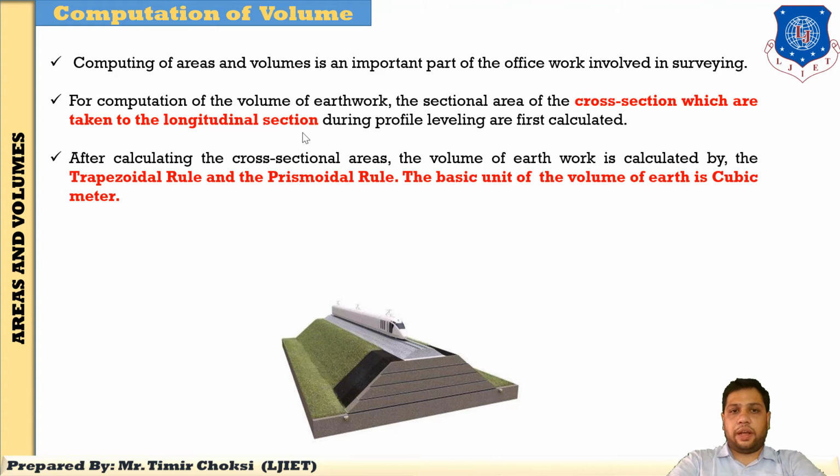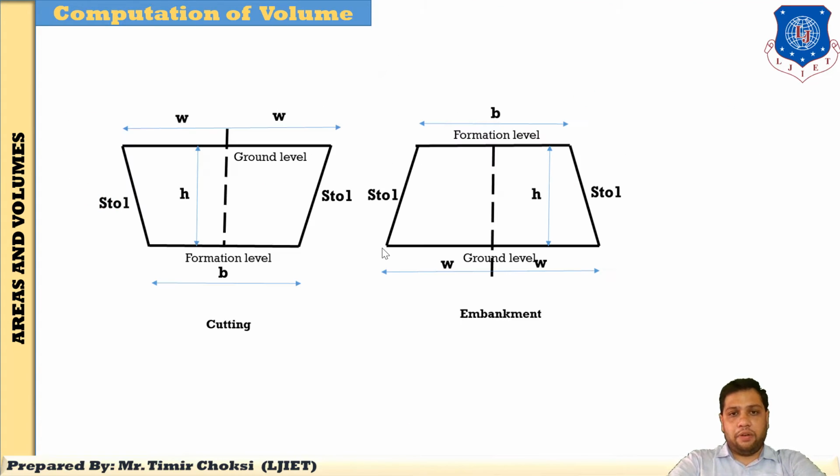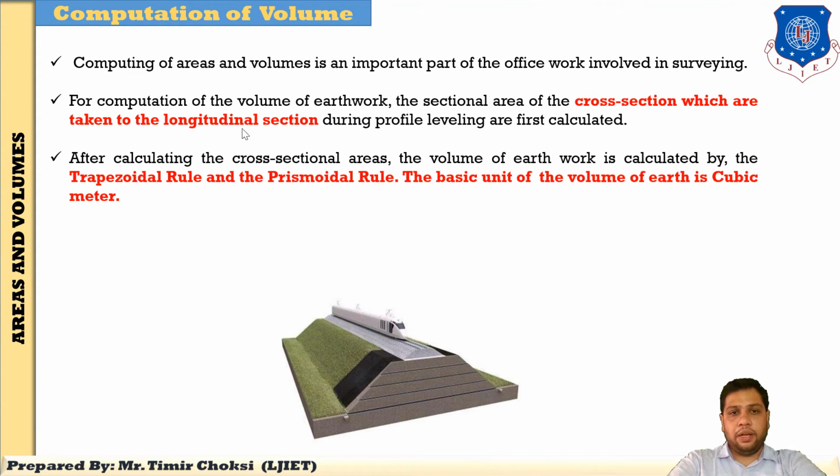In the first step, students, you have to find the area of the cross section, which is taken from the road profile. I have already explained how to take the section from the road profile. So first, you have to find the area of the cross section. For the computation of the volume of earthwork, the sectional area of the cross section, taken from the longitudinal section during profile leveling, is calculated first. So remember, first you find the area of the cross section.